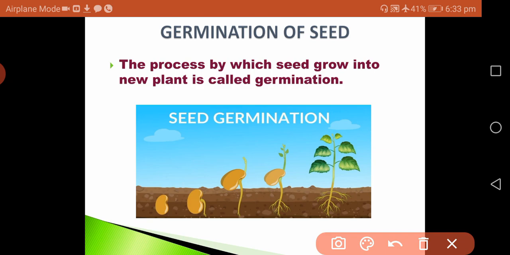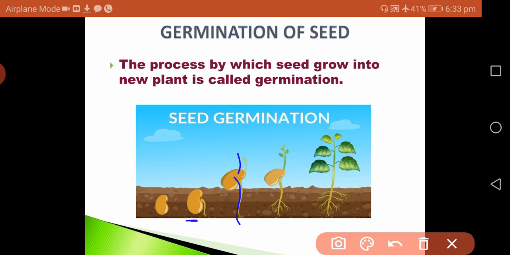Now how does the process start? Let's see. When you sow a seed, after some time, the seed coating splits. You can see here the seed coating splits and then the seed starts growing. The shoot starts growing upward and the root starts growing downwards, which you can see in the picture.